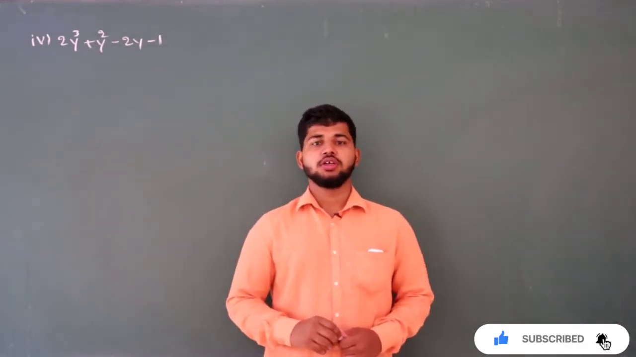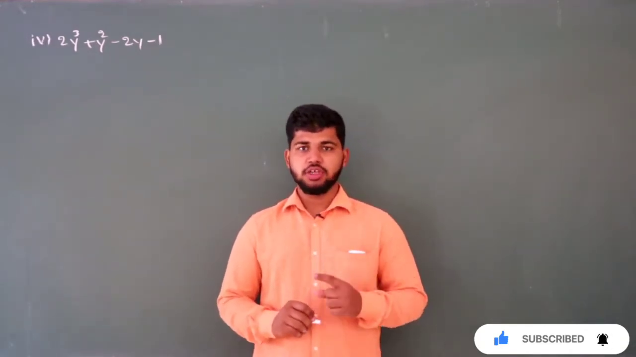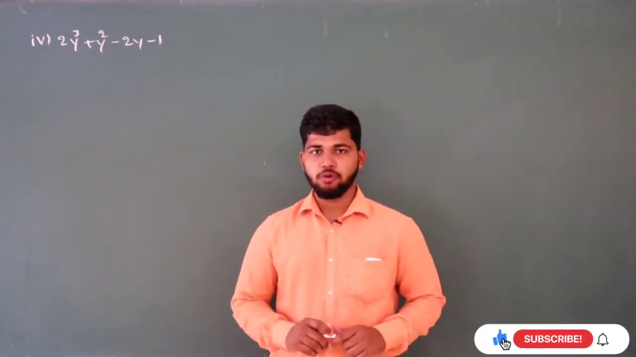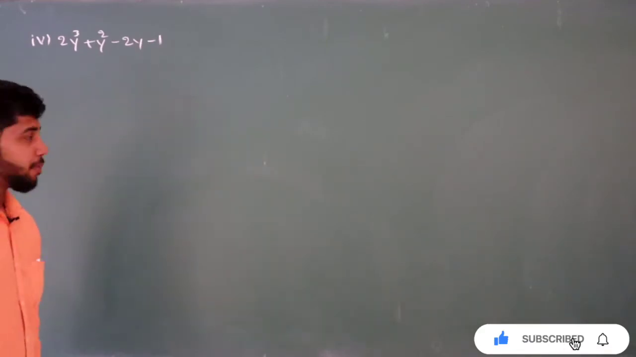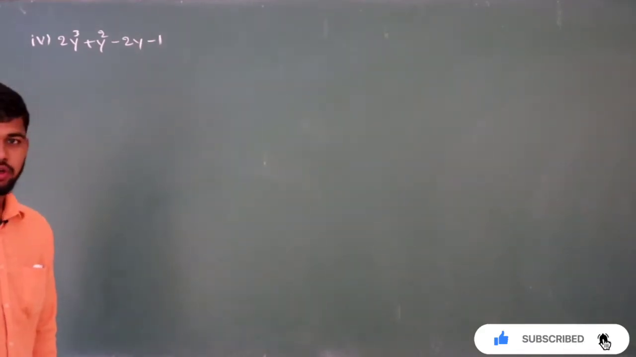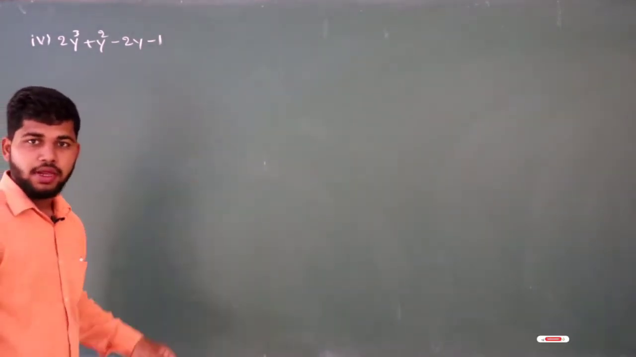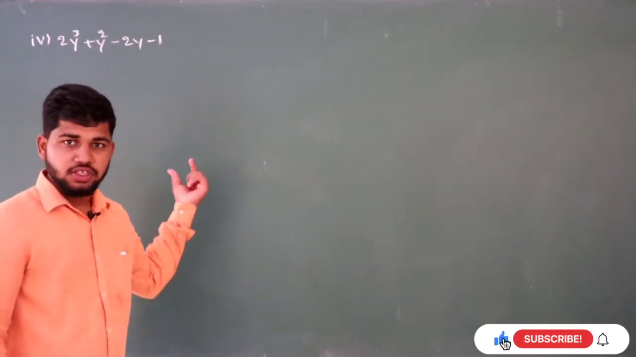In the last class, we already completed the third problem. In today's class, let us continue with the last problem of exercise 2.4. Look at problem number 4: 2y cube plus y square minus 2y minus 1. The question asks us to find the factors of this given polynomial.